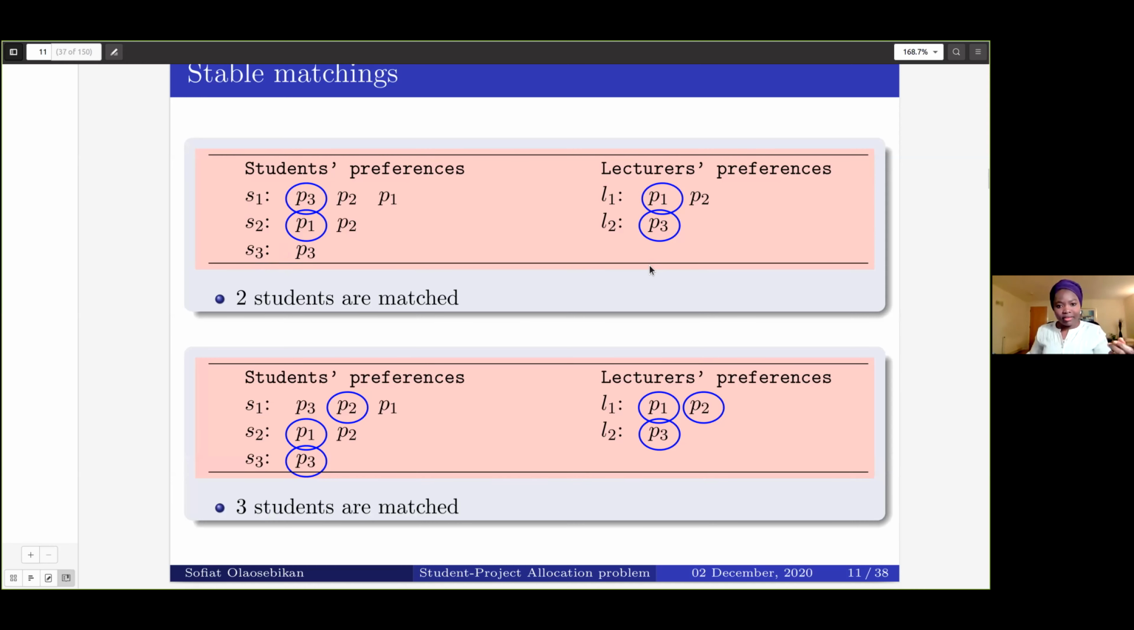And again, we have another matching. No blocking pair, no coalition. So these are two different stable matchings with two different sizes. Clearly, the first one matched 2 students and the second one matched 3. So a natural question we would ask ourselves is, how can we find a stable matching that matches as many students to projects as possible?